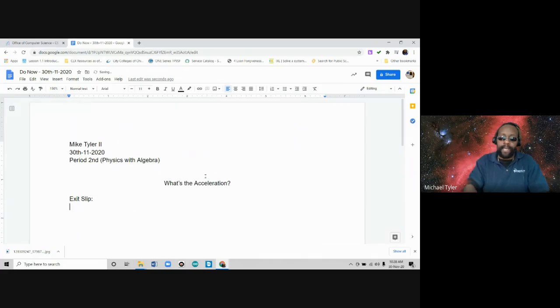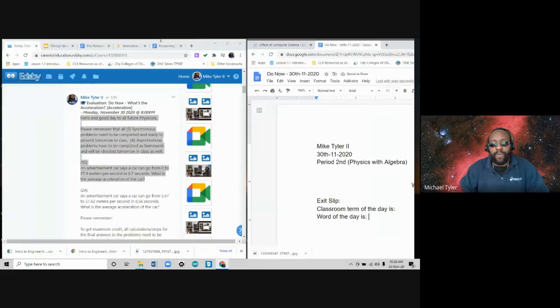So exit slip, you type that part. And there are two parts to this. So what is the classroom term of the day? And what is the word of the day? I kind of talked about that at the beginning of class, if you're here. So this is that Google slide deck that I was telling you about.